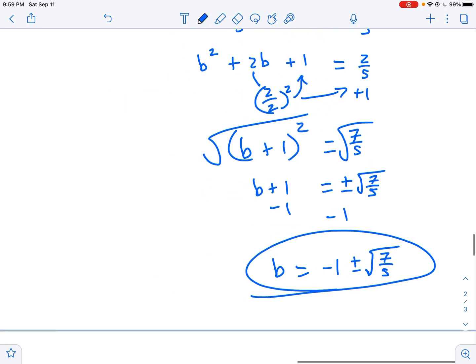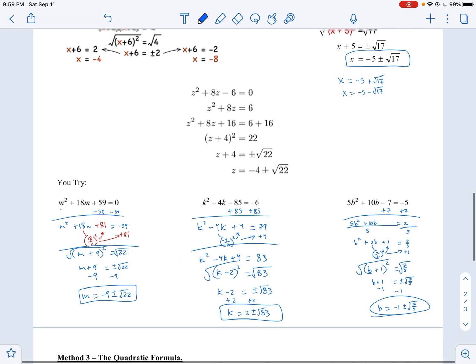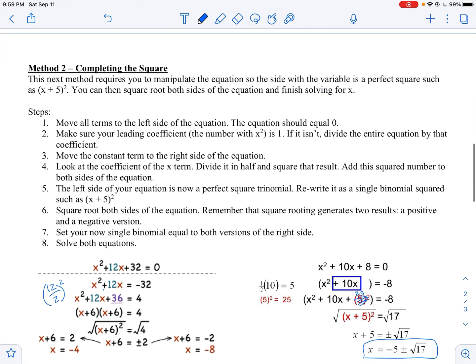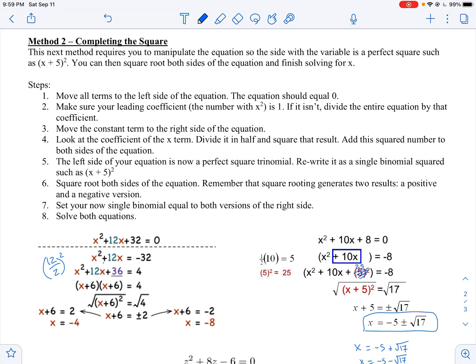So there you go. That's how to complete the square. You got 3 lovely examples that weren't already on the paper for you. Go forth, conquer, do awesome on your assignment.